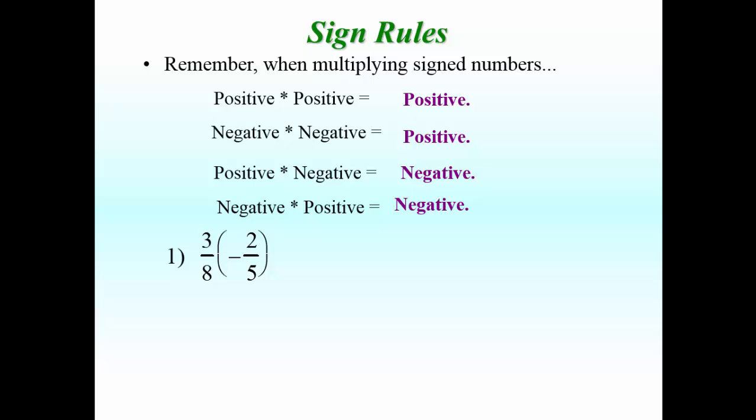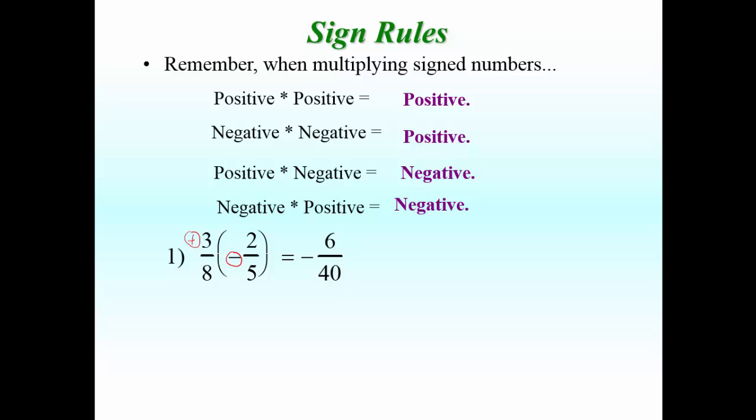So now you could try this example here. The only difference is we're dealing with signed numbers. 3 times 2 is 6. 8 times 5 is 40. A positive times a negative. That's the only new little step here. A positive times a negative is a negative.